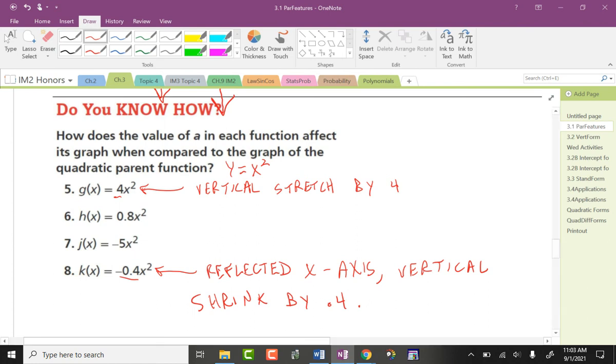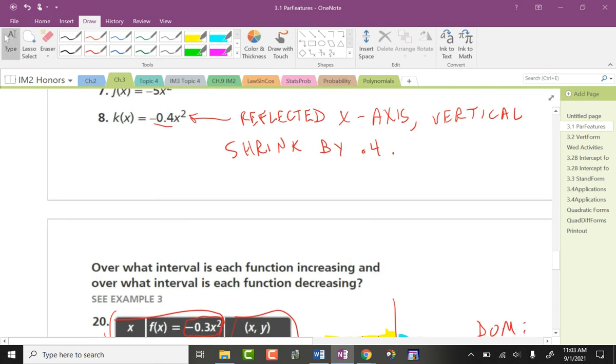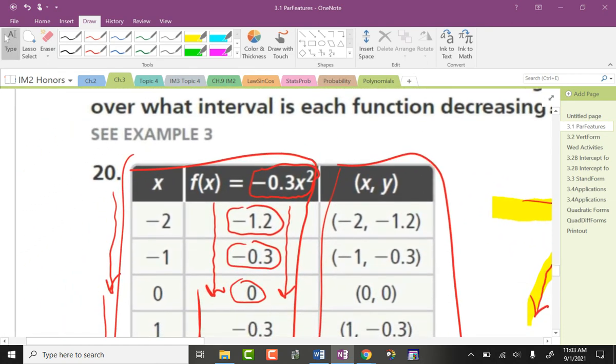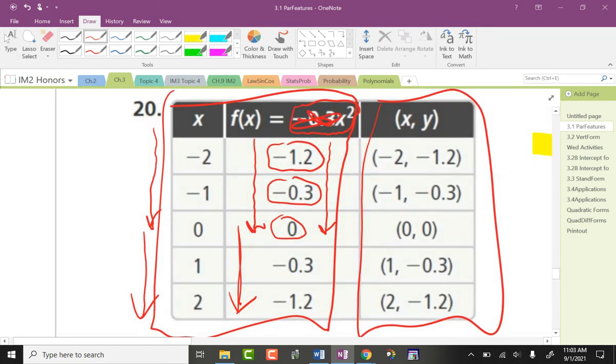Okay, so stalling to give people time to write those two quick ones. 5. I'm not doing 6 and 7 because they're similar. All right, and then if you wanted to look at this, I just found this interesting. Say you didn't see this. Look at the y's here then, and then think about negatives.